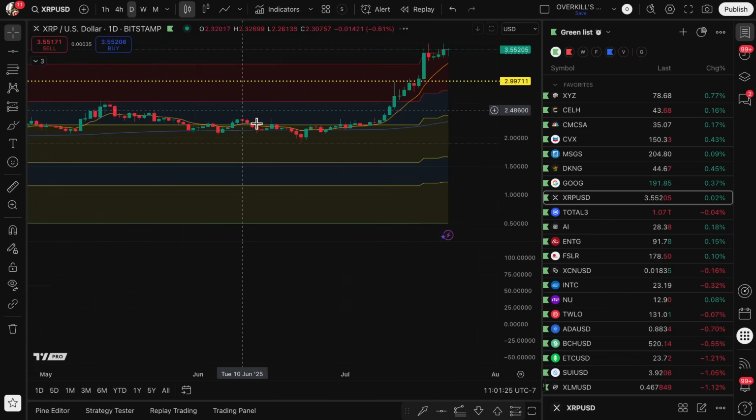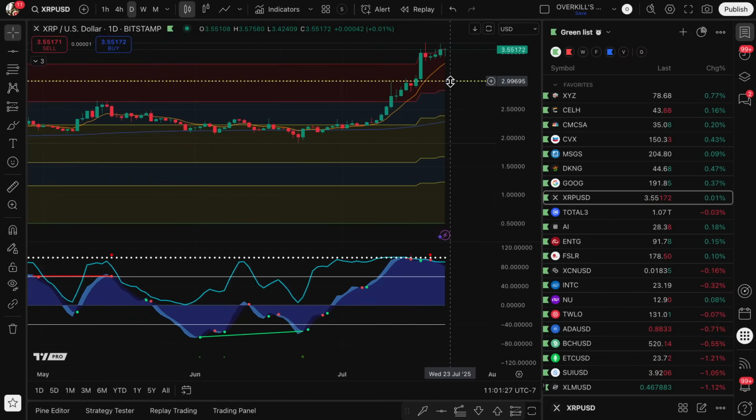XRP is also green here on the monthly, pushing up. Same thing as XLM. Okay, consider maybe taking some off here at 350. You don't have to sell the whole position, but selling, right, 25, 50%. If you think it's going to keep going, we'll keep on holding.